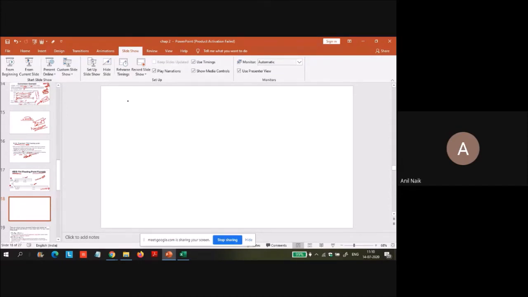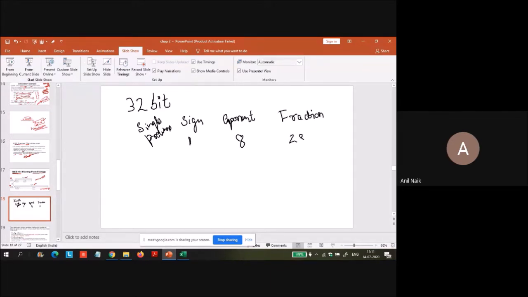For single precision, how many bits? 32-bit data representation. In 32-bit data representation, we have sign, exponent value, then fraction. For single precision, sign bit 1, how many bits exponent? 8-bit exponent, 23-bit fraction. So total how many bits? 32 bits for the single precision representation.